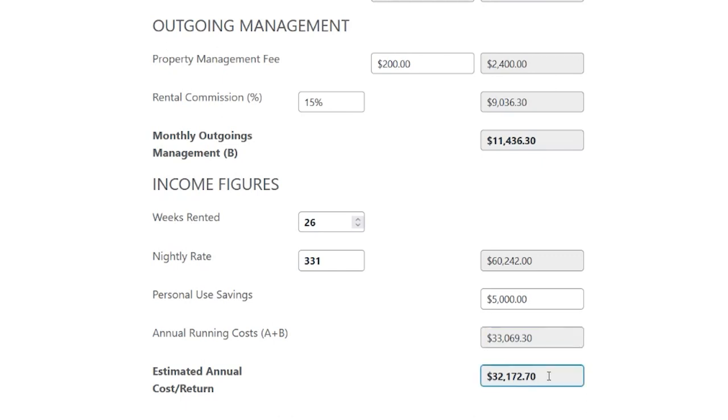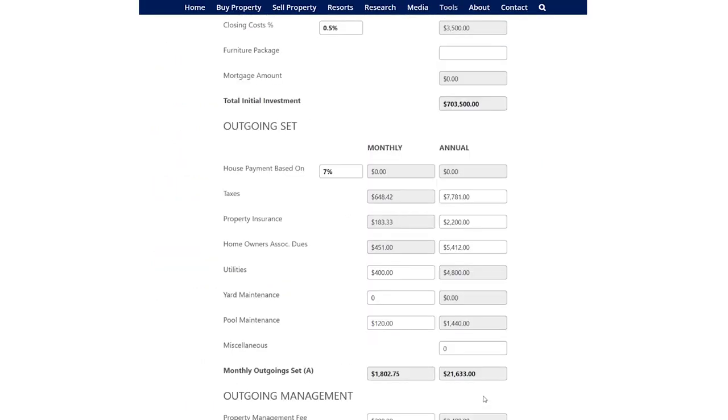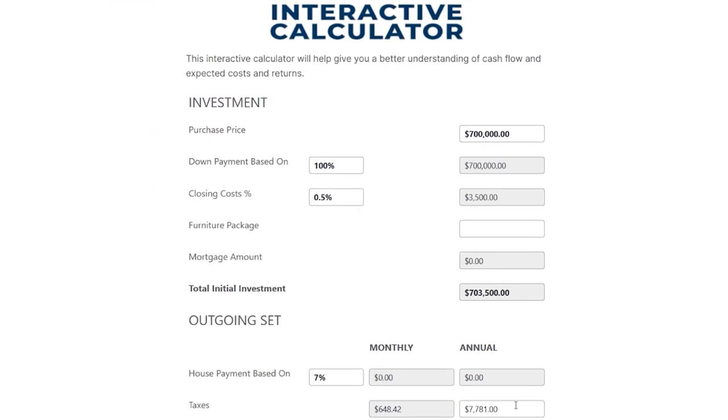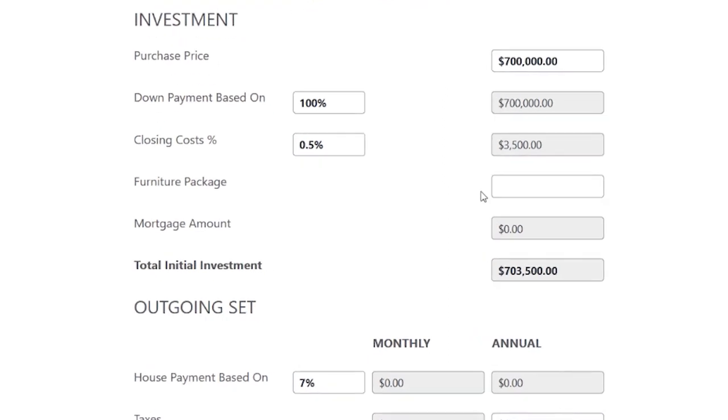That would be your annual returns on this particular property. So let's go back now and scroll back up, and now we're going to take a mortgage out and we're going to see how that changes things for our property. And let's put down 20%. We're not going to put down 200%, we're going to put down 20%, which is $140,000.